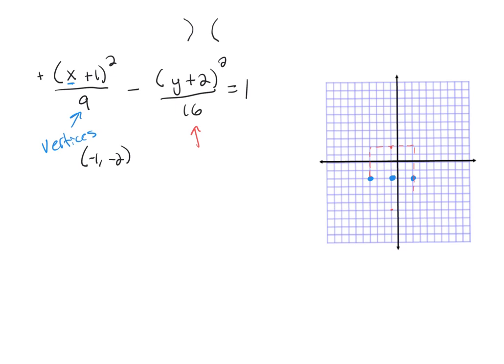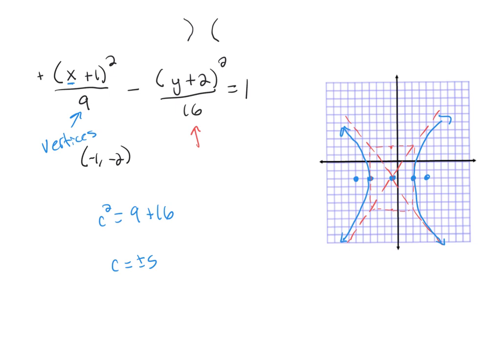Sketch the box. And then oblique asymptotes. And then use those to sketch the hyperbola. And last step, find the foci. So c squared equals 9 plus 16. Well, that will be 25. So c is plus and minus 5. And then you're done. So not too bad.